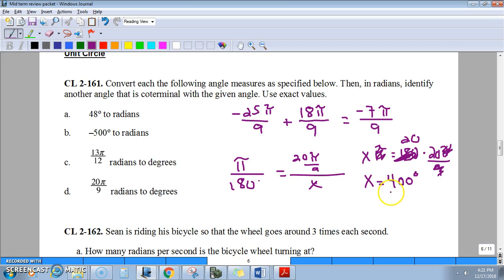And then if I just add or subtract an entire circle, I could subtract 360 from 400, and a coterminal angle would be positive 40 degrees. 40 minus 36 is 4, so 40 degrees. So 40 degrees and 400 degrees are the same angle, right? So if 40 degrees is right here, and then I go another 360 degrees, I get to 400. Okay, so 400 and 40 degrees are coterminal with each other. I'm going to stop this one, start the next one.